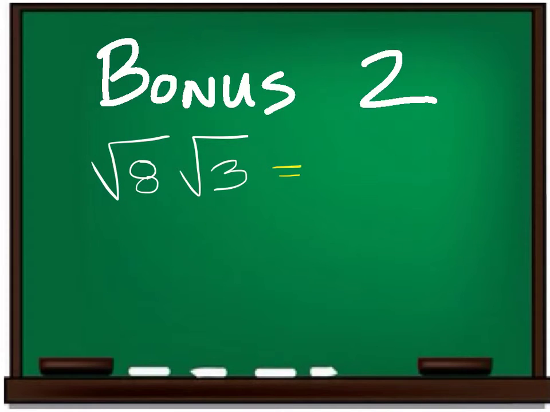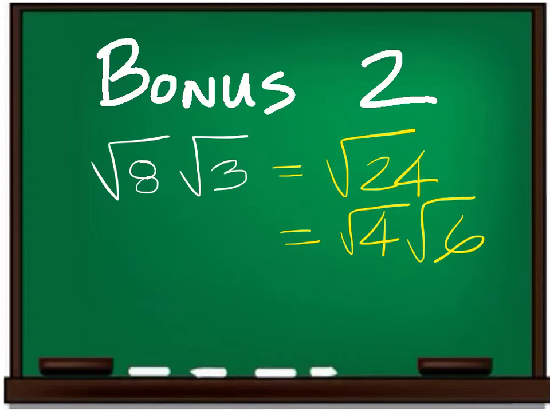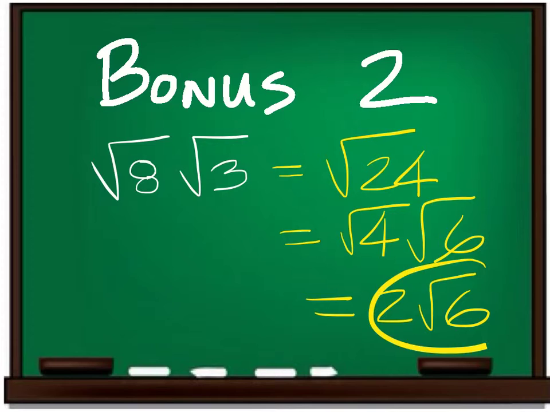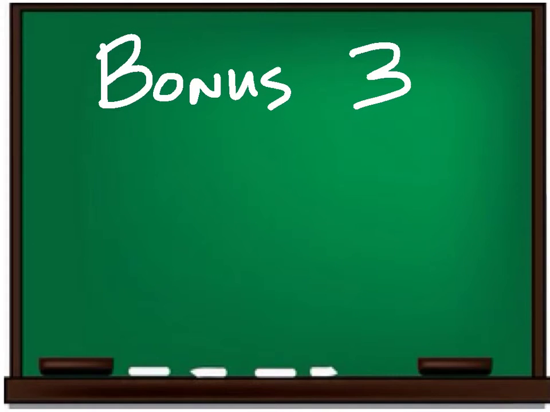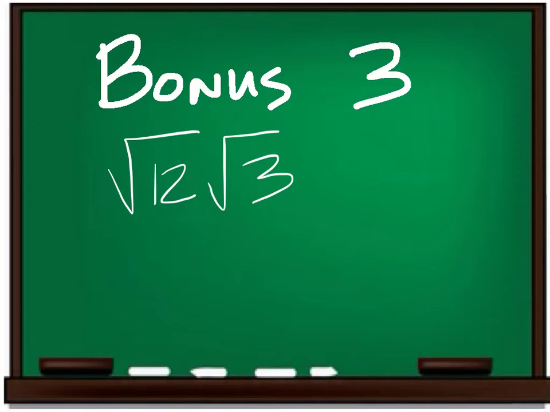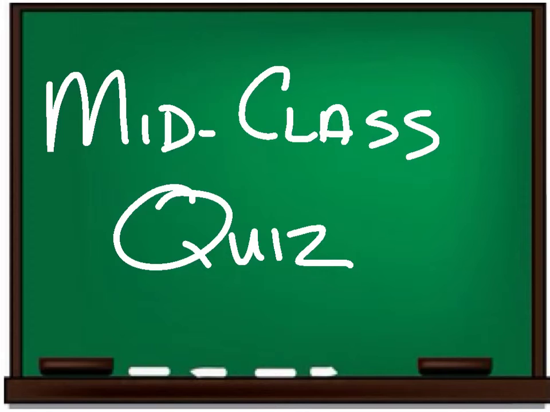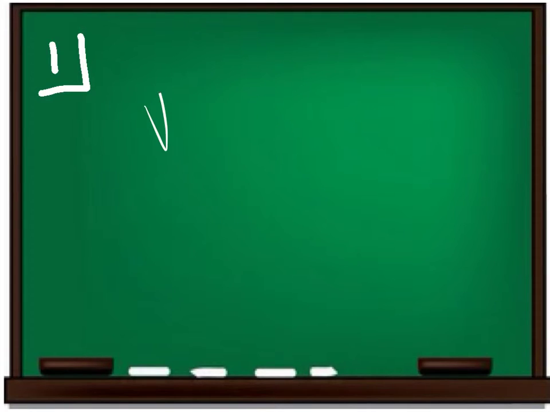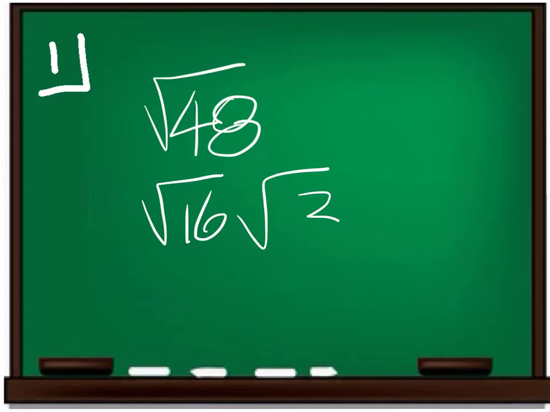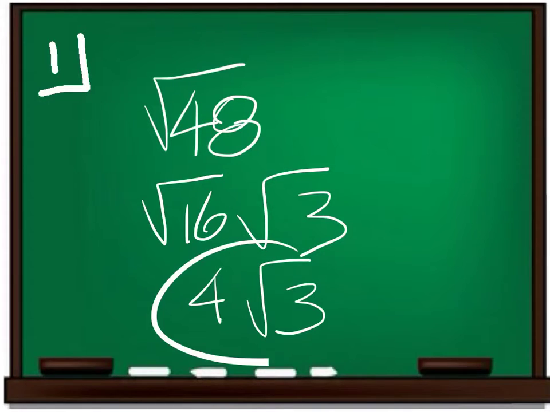Alright, on this one, it's going to end up being the square root of 24, which breaks up as 4 and 6. So you should have 2 square root of 6. This one is the square root of 36, which is simply 6. This one should break up as 16 and 3. So you'll have 4 square root of 3 for your final answer.